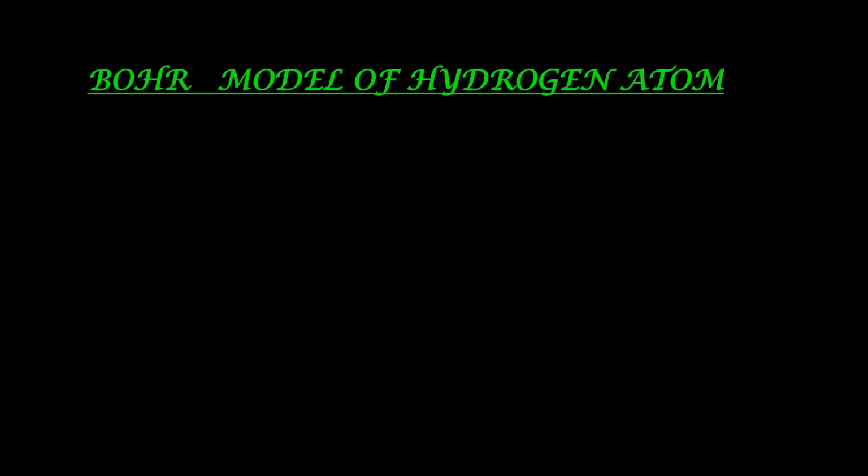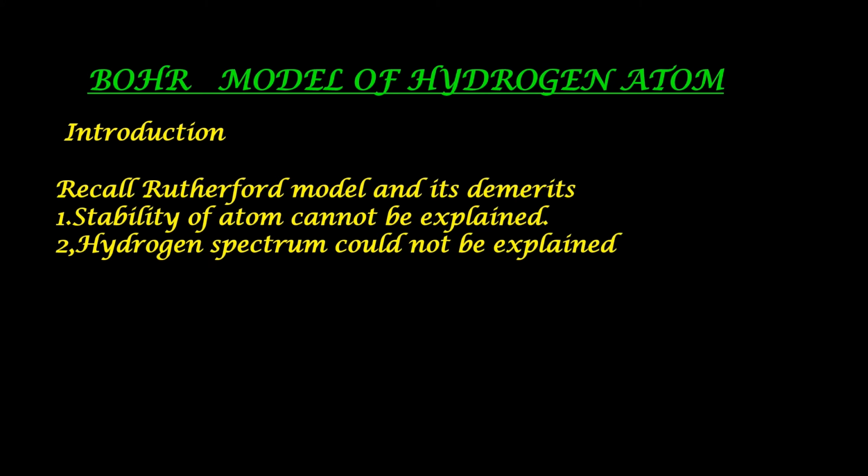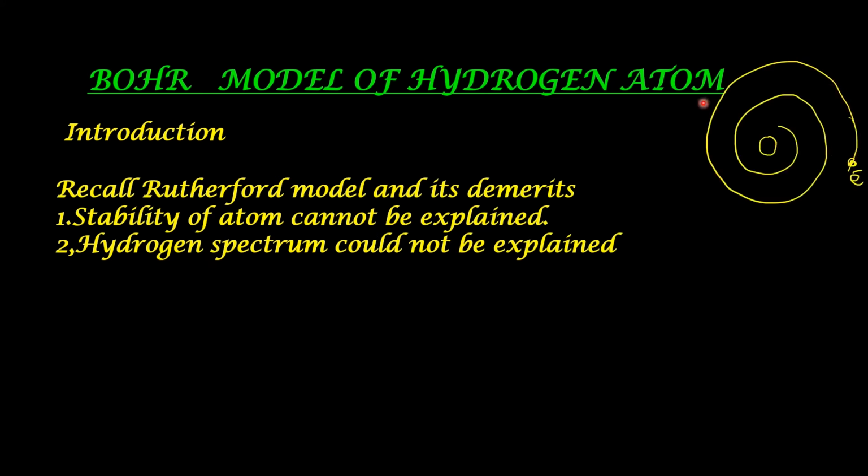In this video, we will discuss Bohr atomic model. Introduction. Bohr model was able to overcome most of the demerits of Rutherford's model. Let us just recall the demerits of Rutherford's atomic model. According to this model, electron revolves around the nucleus. So Rutherford's atomic model cannot explain the stability of atom. Later on, hydrogen spectrum could not be explained by Rutherford model. Bohr model was able to overcome these demerits.